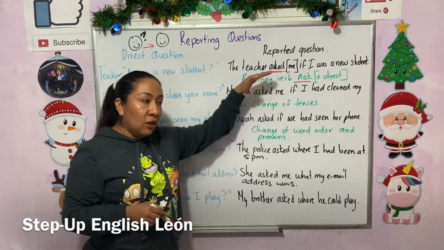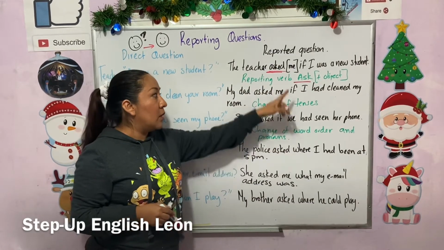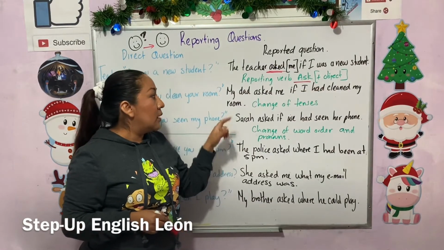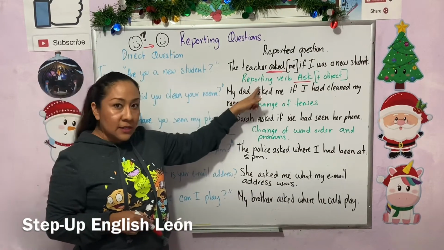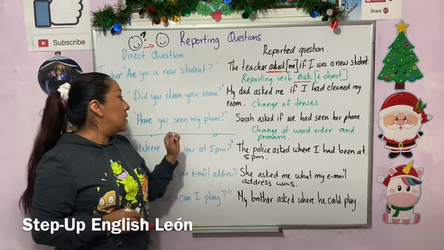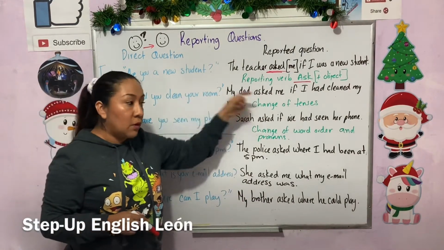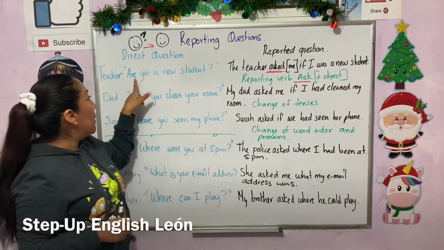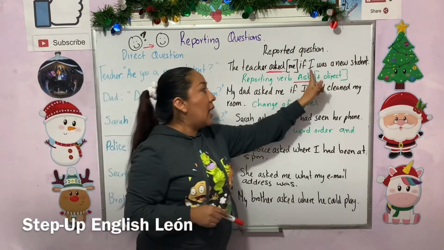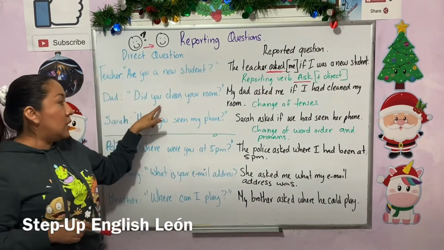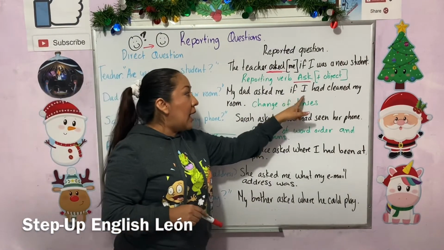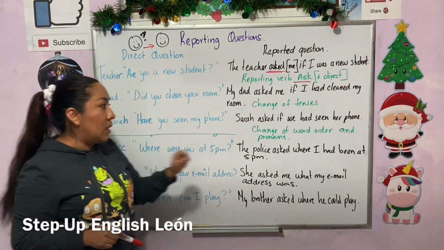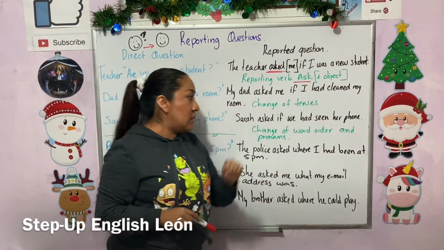So let's analyze all of these things that you have to consider. The verb ask in past, with or without an object. The change of tenses, present to past, present perfect to past perfect, past simple to past perfect. The change of word order. Are you, question form. I was, sentence form. Did you clean, question form. I had cleaned, sentence form. Have you seen, question form. We had seen, sentence form.